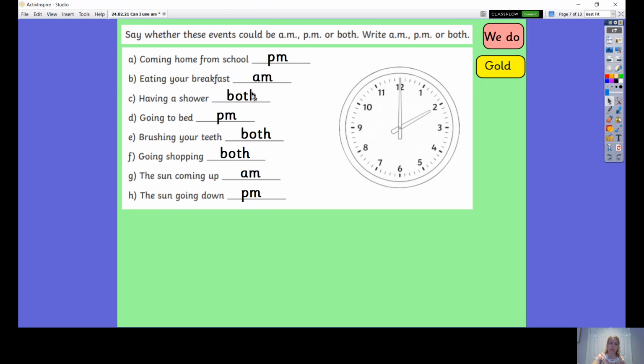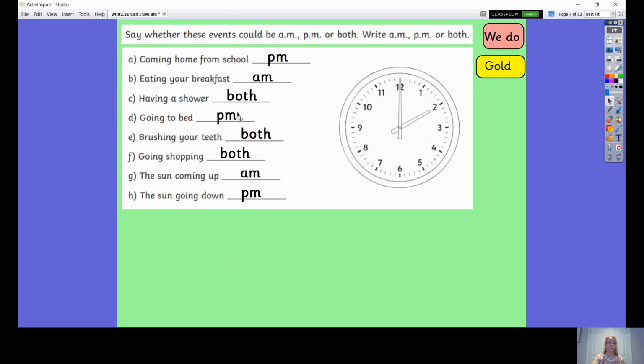Having a shower, both. Some people shower in the morning and some people shower in the afternoon. Some people, like my little girl who got covered in paint, she looked like a Smurf yesterday, covered in blue paint. She had a shower right in the middle of the day because she couldn't possibly eat a lunch when she was blue. So you can have a shower AM, PM, whenever, okay?